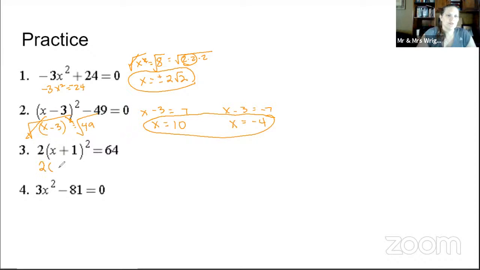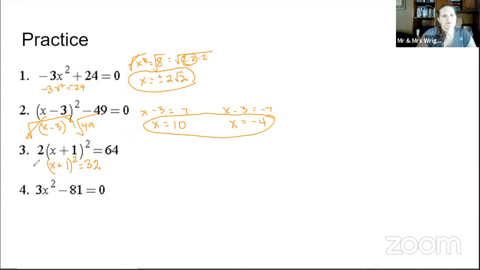And so here we're going to have, oh, there's nothing for me to add or subtract. So I'm going to start with the multiplication in this one, or undoing the multiplication rather. 2 is being multiplied by this, so we have to divide. So I'm going to be left with x plus 1 squared is 64 divided by 2, which is going to be 32. Half of 6 is 3, half of 4 is 2, so it's 32. And you should verify that in your calculator.